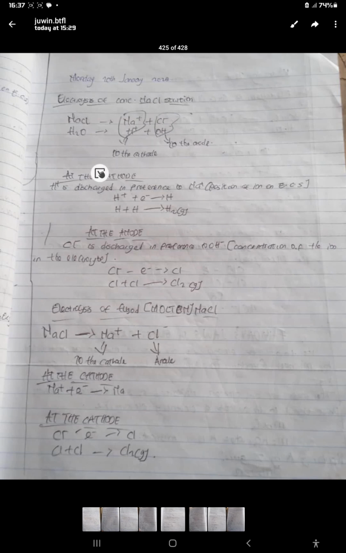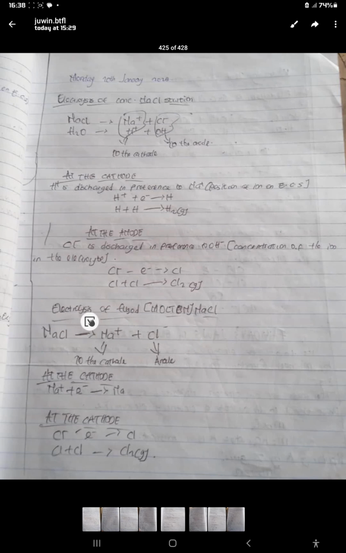Sodium and hydrogen will go to the cathode. Chlorine and hydroxide ion will go to the anode. At the cathode, which is the negative, all these positive ones will go meet it. What will be discharged? Hydrogen is discharged again, in preference to sodium. Next, at the anode, chlorine is discharged this time in preference to OH. So chlorine will be discharged.